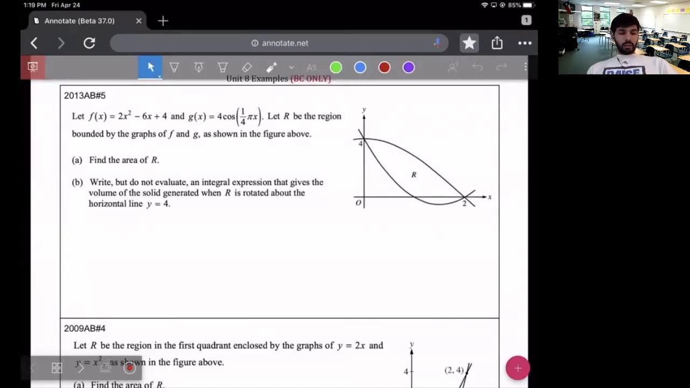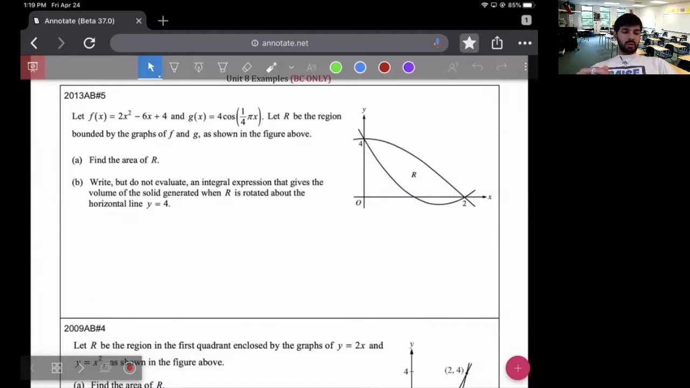So I try to pull problems from a lot of different concepts since Unit 8 has a lot to do with area and volume, and you have a lot of different orientations and a lot of different types of cross sections that you could use. So I try to pull as much as I could so that you can see a wide variety of problems worked.